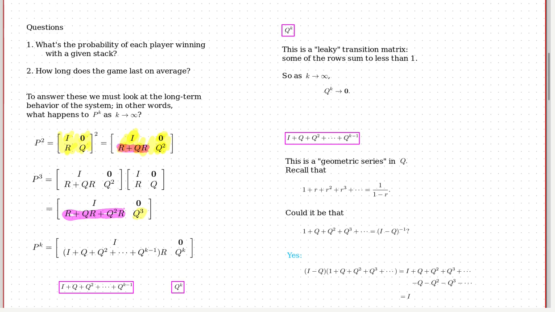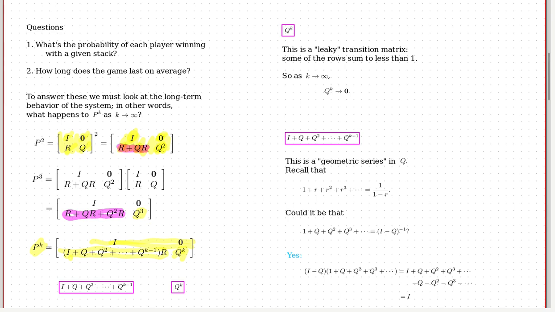So the overall scheme is going to be that when we're looking at p to the kth power down here, the upper row is the same as always. It's I and 0. We've got q to the k in the lower right, and as I said, the most complicated part is this lower left entry, but that's going to be r plus qr plus q squared r plus q cubed r plus etc., until we get to the q to the k minus 1 power term.